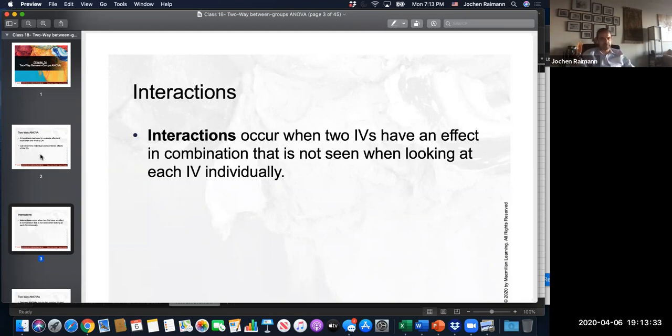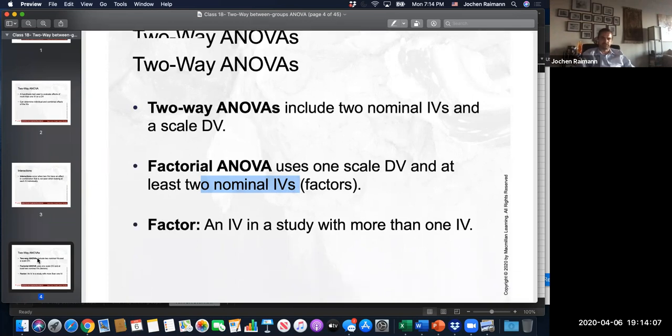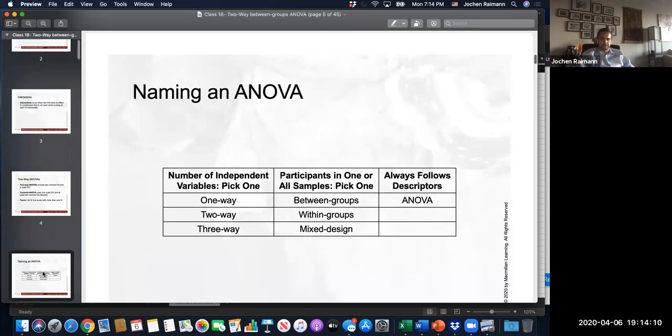There are several examples like that, and I believe it's a little bit too far, but keep in mind that a two-way between-groups ANOVA tests for associations and interactions. A two-way ANOVA includes two nominal independent variables and a scaled dependent variable. Then a factorial ANOVA uses one scaled dependent variable and at least two nominal independent variables. A factor is essentially nothing else but an independent variable.